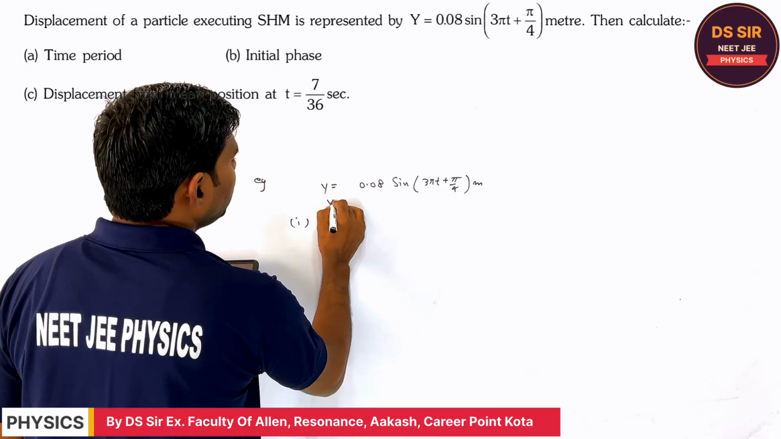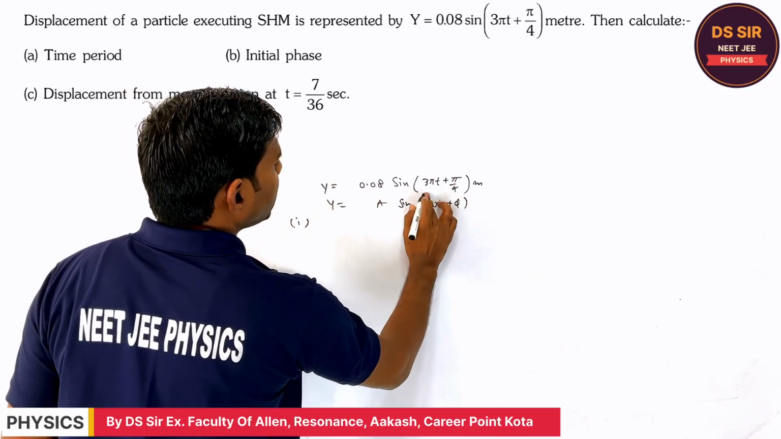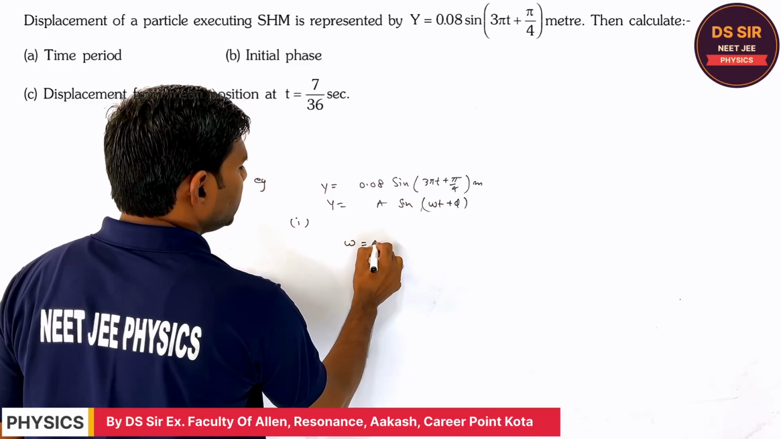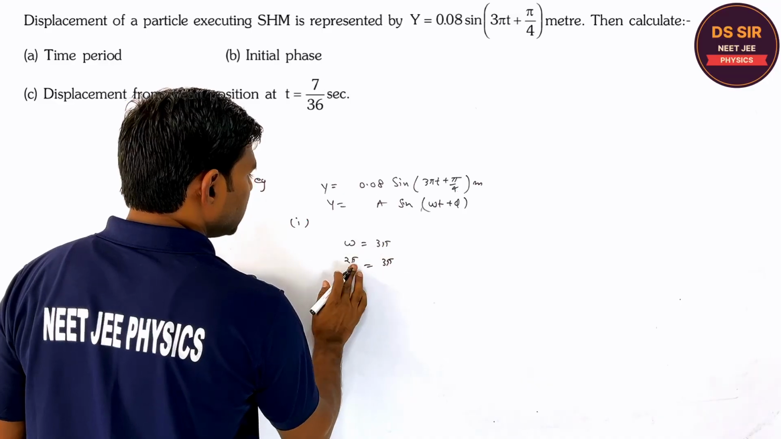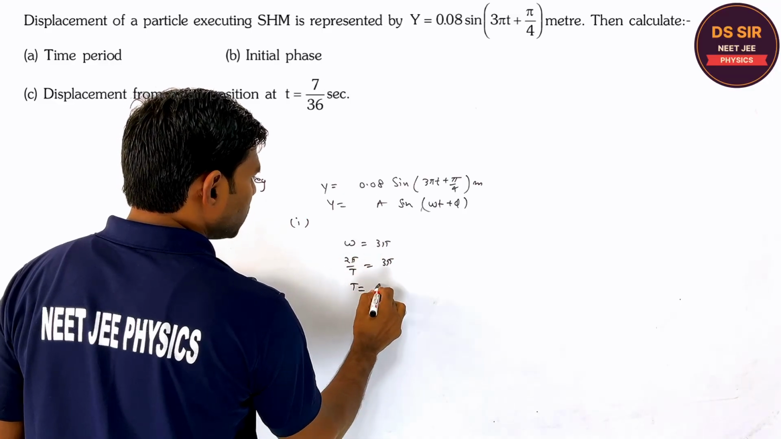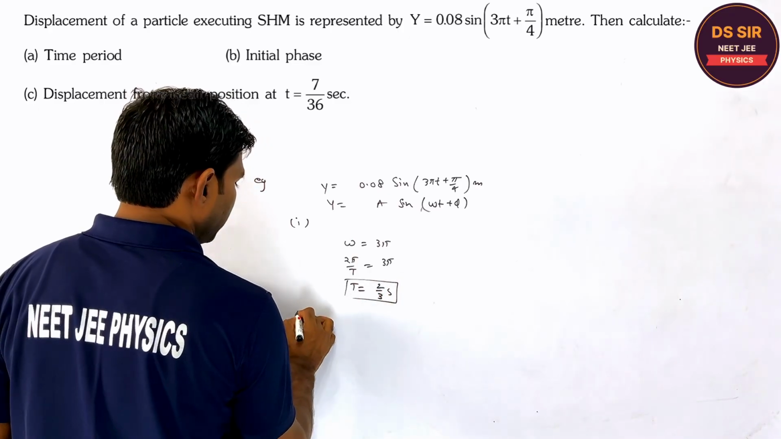To find the time period, you compare with A sine omega t plus phi. And what is omega? It is 3 pi. It is equal to 2 pi by T is equal to 3 pi. Is it clear? So T is equal to what? It is 2 by 3 seconds. So this is the time period, right?